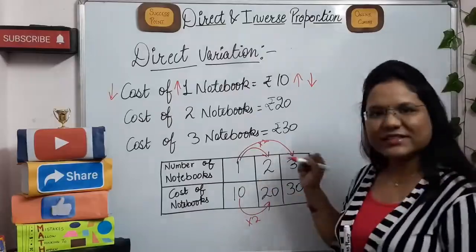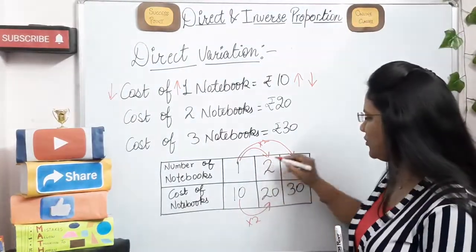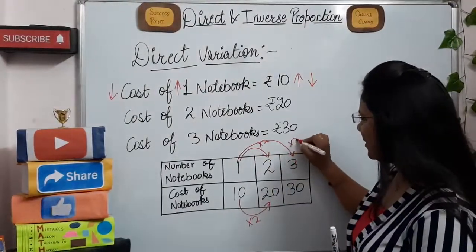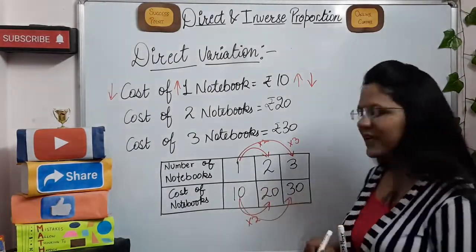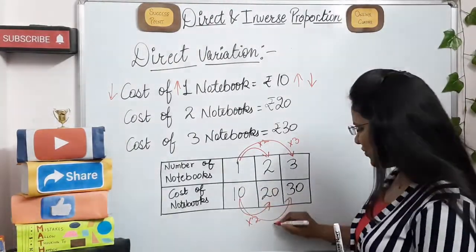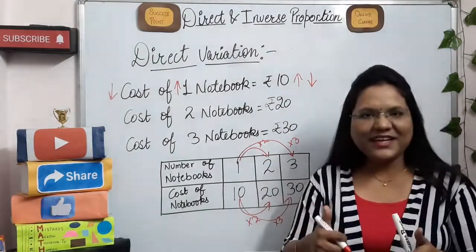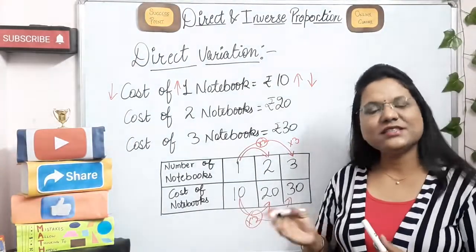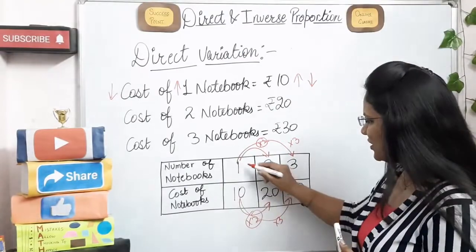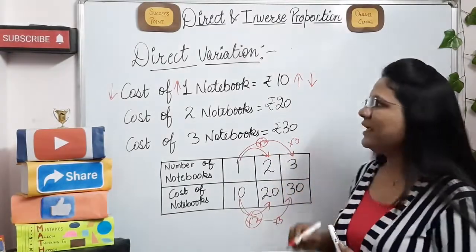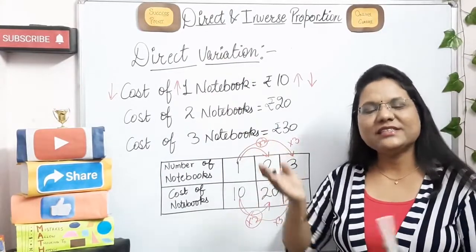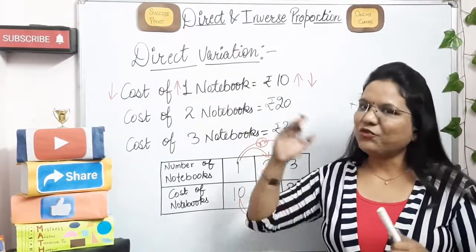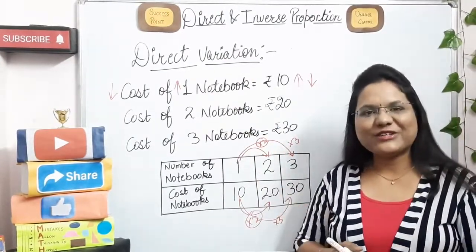Now let's check the second one. 1 to 3. If we multiply 1 with 3, then are we getting the same answer with the second one also? 10 into 3, 30. Yes, that means it increased equally. So the gap between them is equal. That is direct variation. If one is increased, second one is also increased. If one is decreased, second one also decreased.